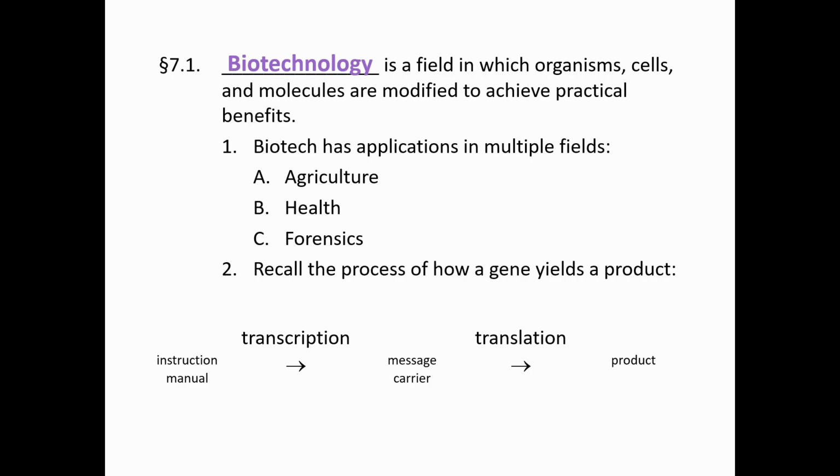Now, if we remember the central dogma of biology, we have the instruction manual, DNA, we go through transcription to create our message carrier, mRNA, and then from there use the mRNA going through the process of translation to create a product, a protein. Right? So DNA to mRNA to protein. That is what we call the central dogma of biology.